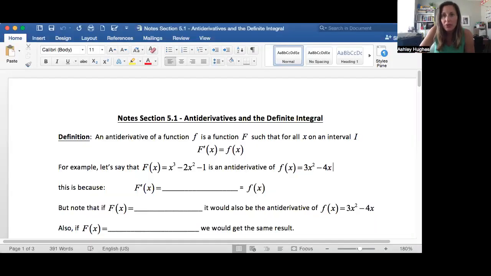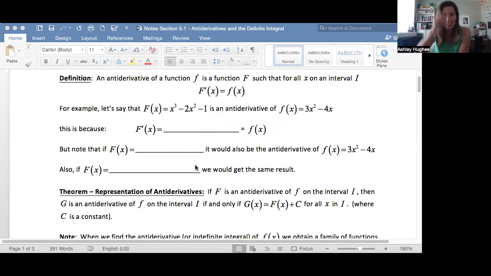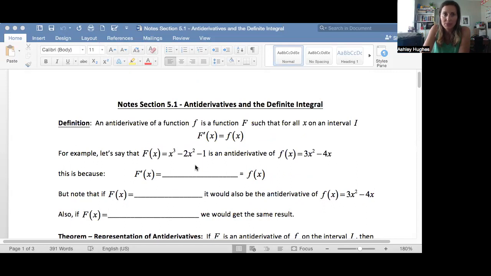Hello, today we're doing section 5.1, which is the antiderivative. This is kind of a lot of information I'm going to throw at you in one session. When I taught high school calculus, this was covered over a couple tests, so a couple units. So we're going to go through it quickly.